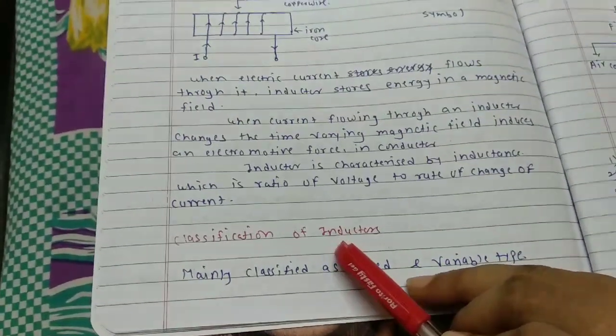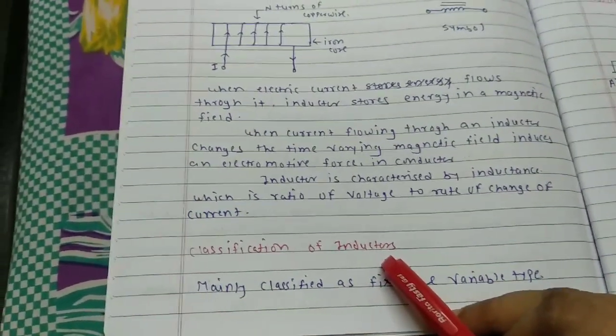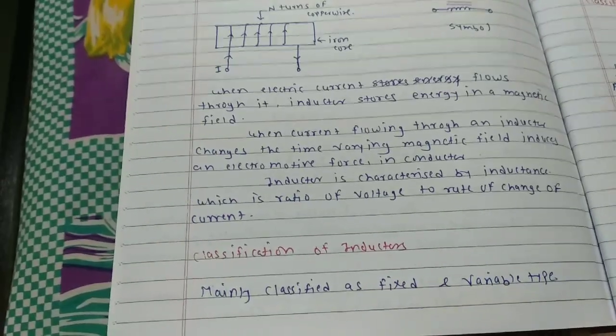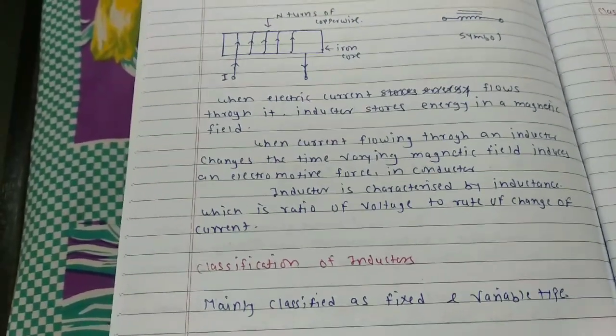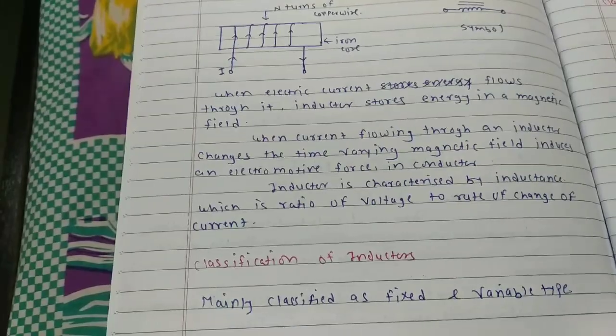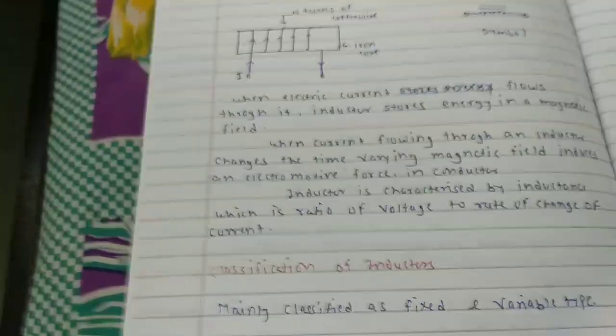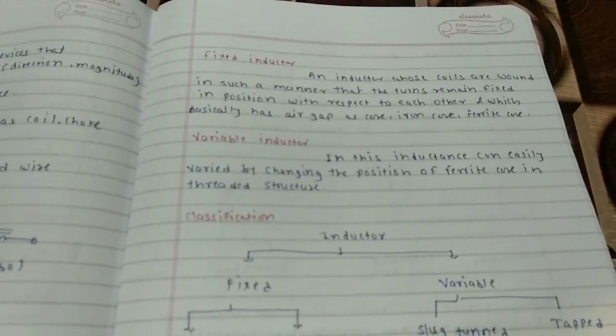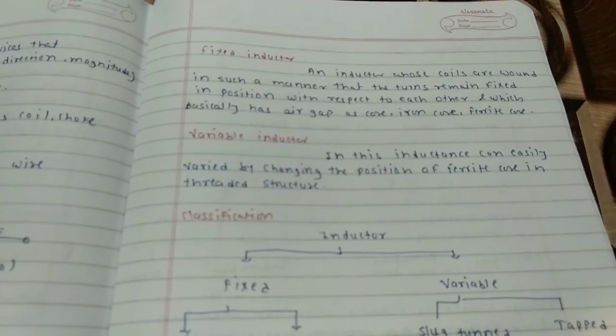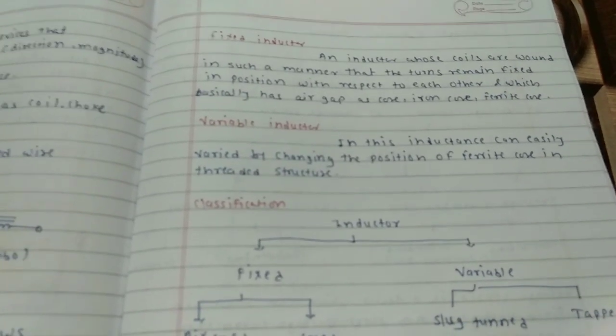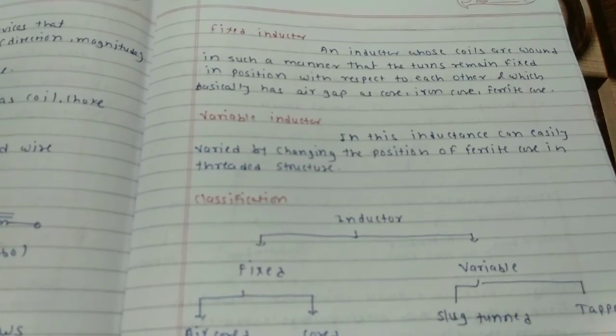Then let's see the classification of inductors. The inductor is mainly classified as fixed and variable type. There are only two main categories, a fixed one and a variable one. So let's see first what a fixed inductor is.